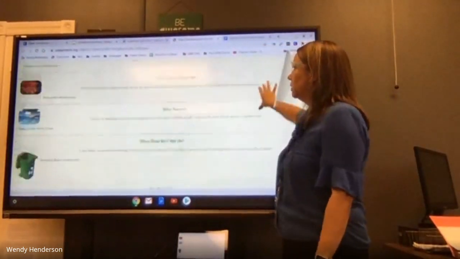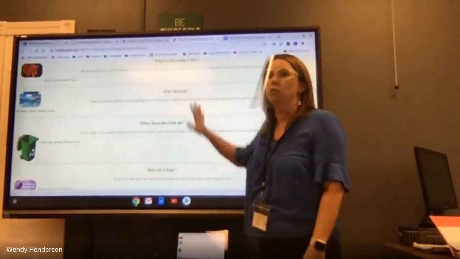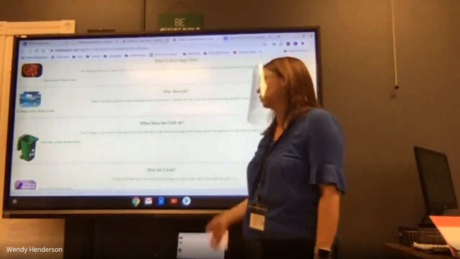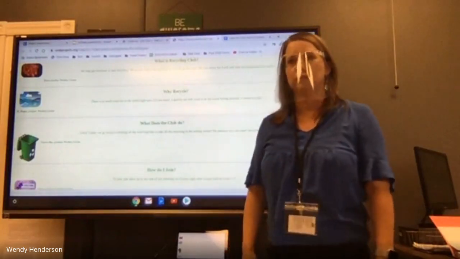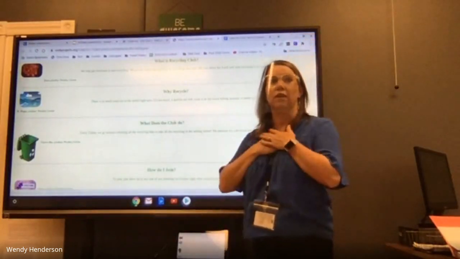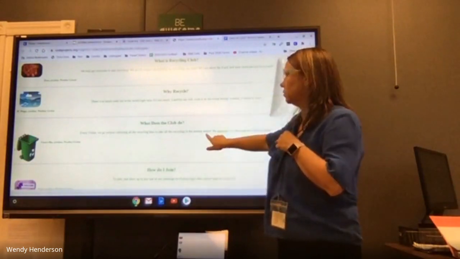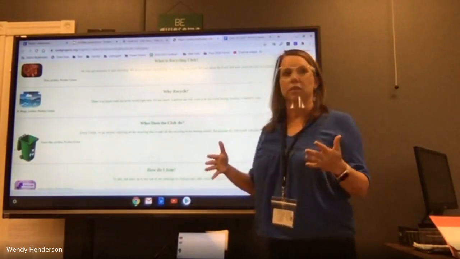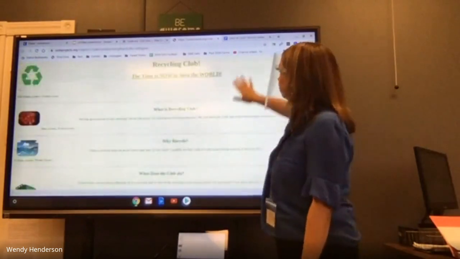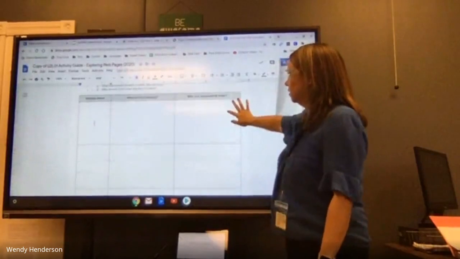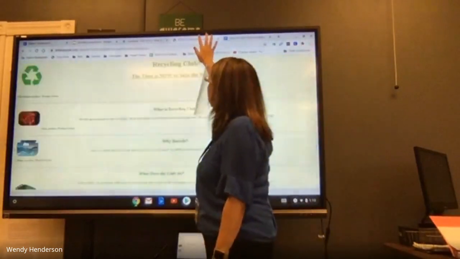This particular website, they are pro-recycle. They want you to recycle. You can go to another website that may say recycling's not worth the time or energy because the person that created that website believes that. So you have to look at the purpose of the website to know what their intent might be. So let's look at a second one.